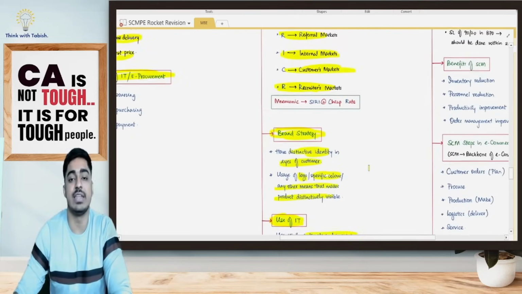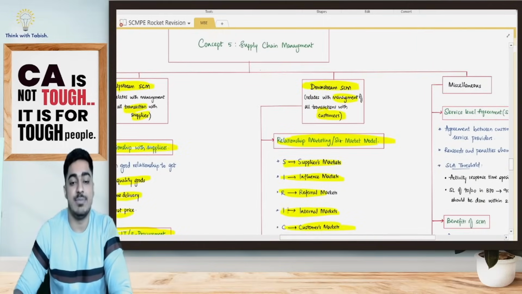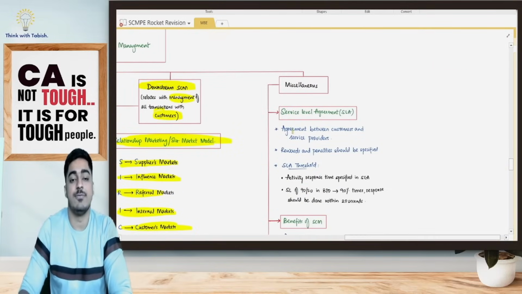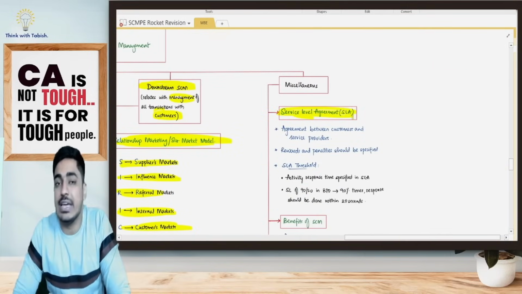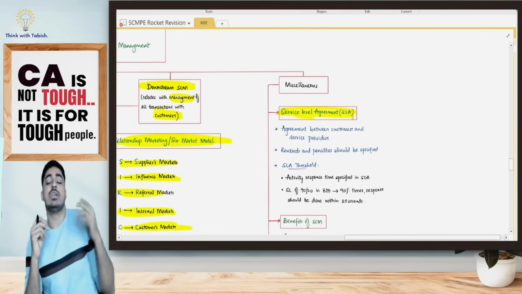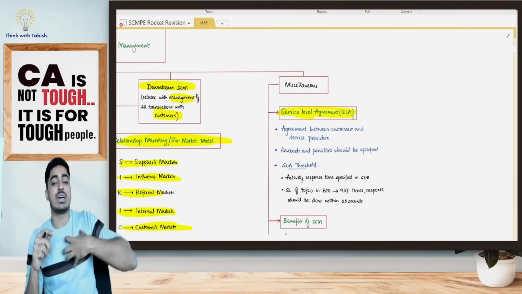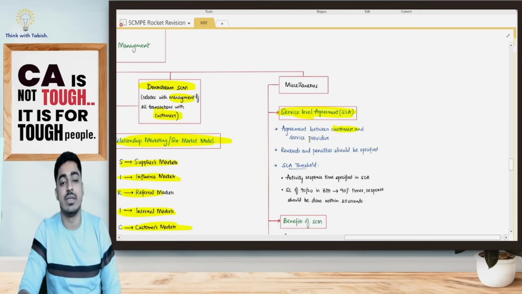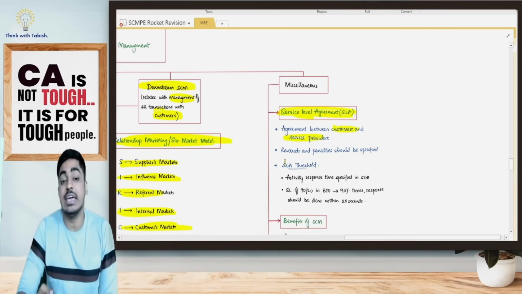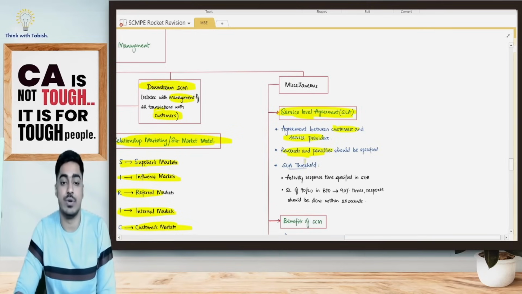Is it clear, everyone? Now we have final miscellaneous areas, where the first topic is service level agreement. Throughout our supply chain, whatever services we want, we should enter into an agreement between the customer as well as the service provider. In that service level agreement, rewards and penalties should be specified.